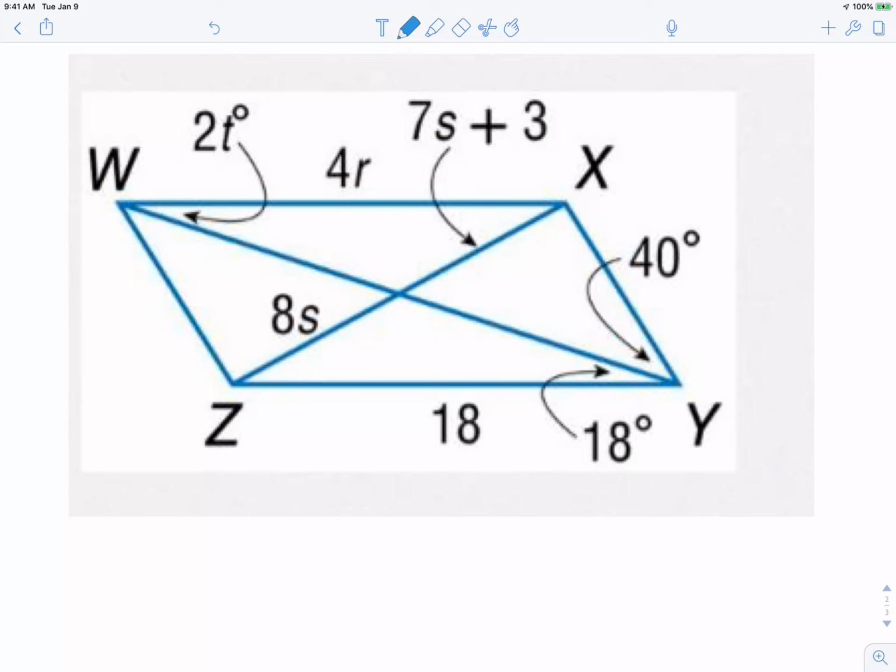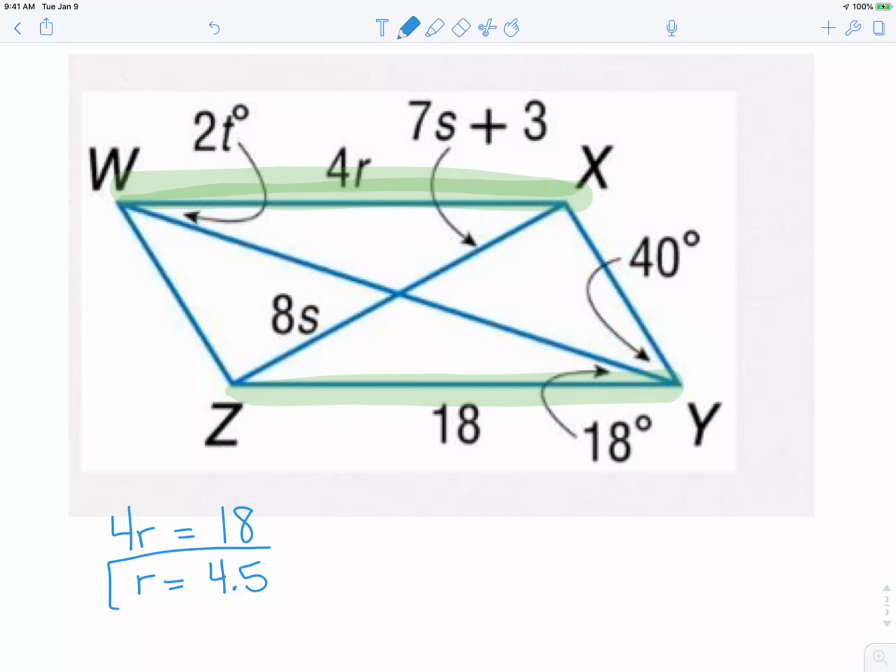All right, and you can just pick any to start with. It doesn't matter. I'm going to go ahead and start with R. So R is up here for this measurement. It's on segment WX. And we have the property that opposite sides in parallelograms are congruent. So I know it's the same length as ZY right here. So 4R is going to be equal to 18. If I divide both sides by 4, then I get R is equal to 4.5. And there's your value of R.